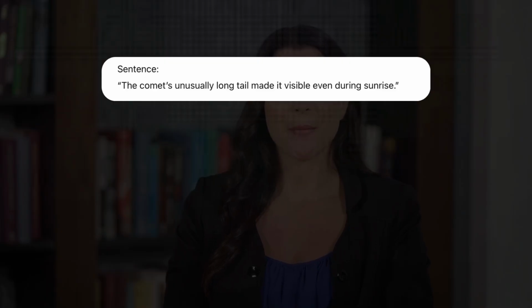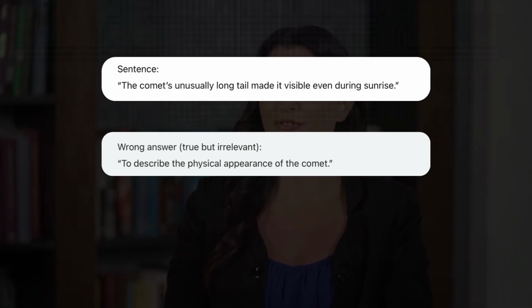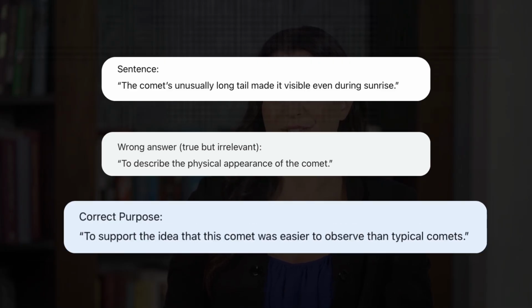For example, consider the sentence: The comet's unusually long tail made it visible even during sunrise. The answer which is true but wrong is to describe the physical appearance of the comet. The correct answer here is to support the idea that this comet was easier to observe than typical comets.